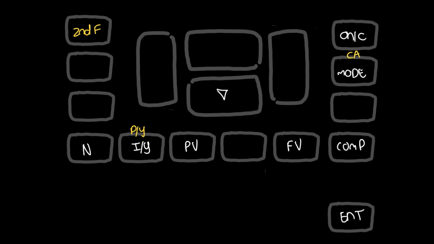Then you start putting in the values for the N, the IY, the PV, the FV, depending on what you want to solve. For the one that you want to solve, you say compute and push the button of whichever one you want to solve. And let's go do some examples with this.